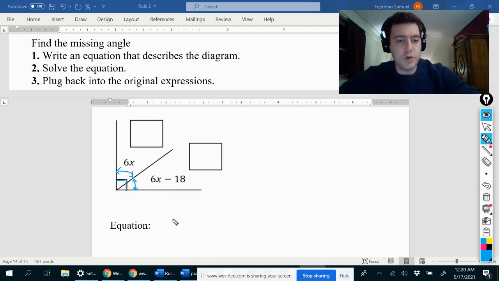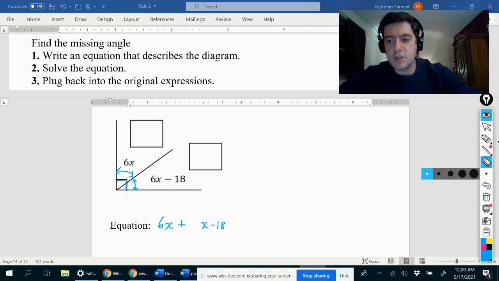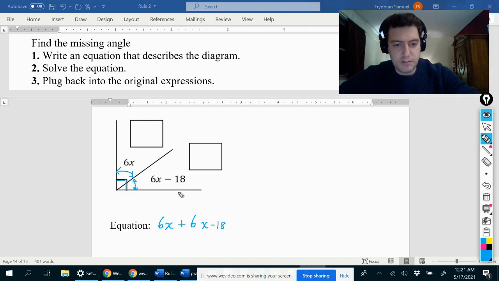So the equation that I'm going to write is 6x plus, I could put this in parentheses, the other 6x minus 18, but if we just have a plus sign in front of the parentheses, then actually the parentheses are unnecessary. So we can just write it this way. 6x, which is this expression, plus 6x minus 18, which is this expression, is equal to 90. Okay, so this angle plus this one is equal to 90. Now let's go ahead and solve that equation.